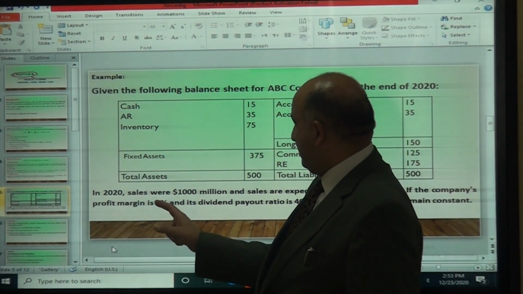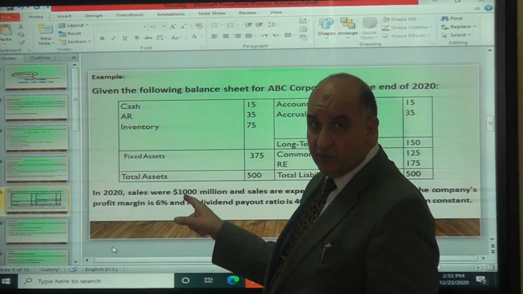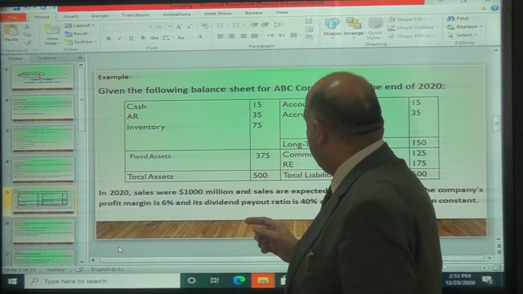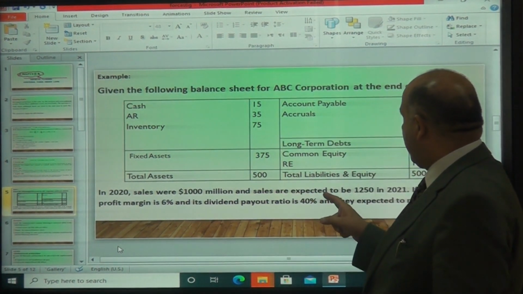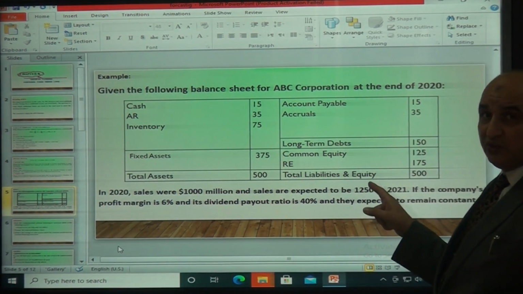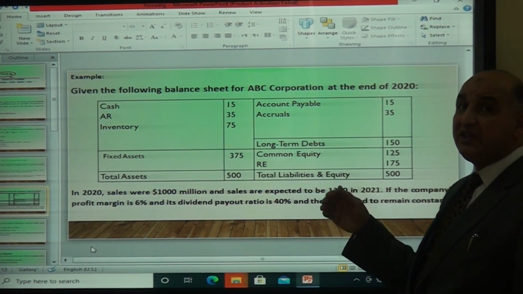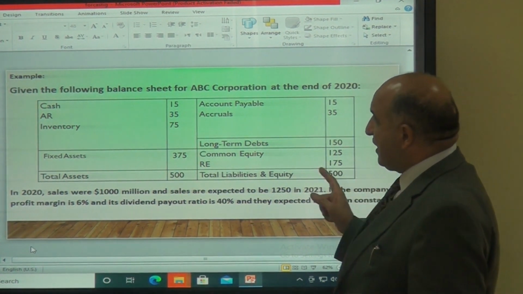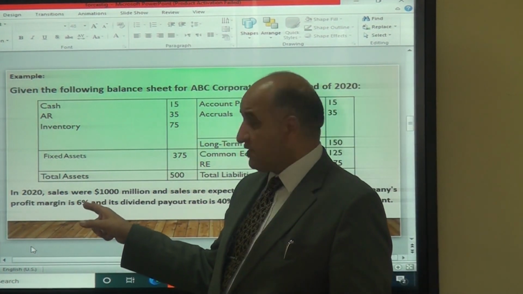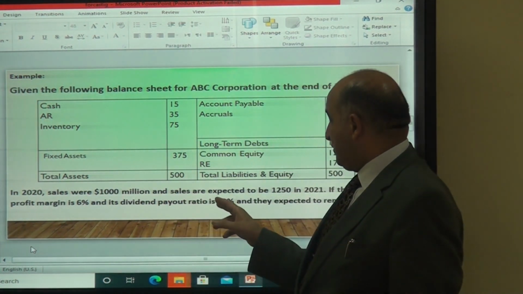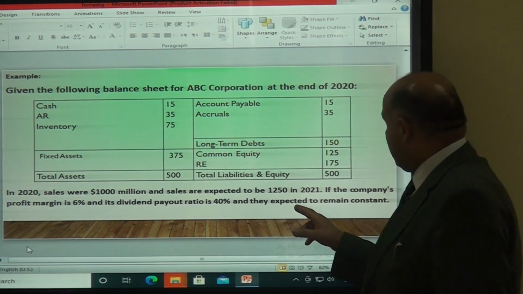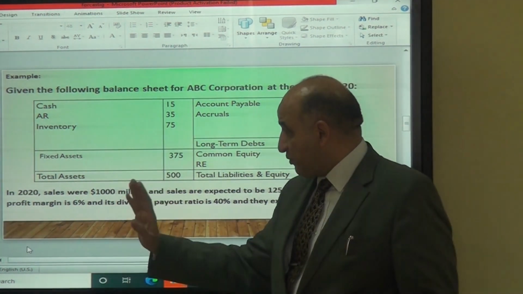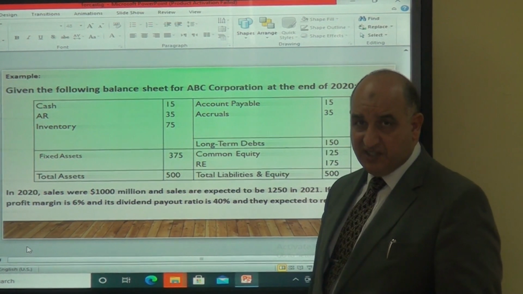They said what? Our sales now is $1,000, 1,000, 1 million, whatever. And sales are expected to be 1,250, which means they are going to increase by 25% in 2021. And the company's profit margin is 6% and the dividend payout ratio is 40%, and they expect these to remain constant. So there is no change in the profit margin and the dividend payout ratio.